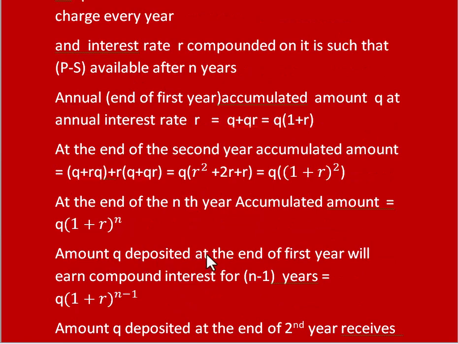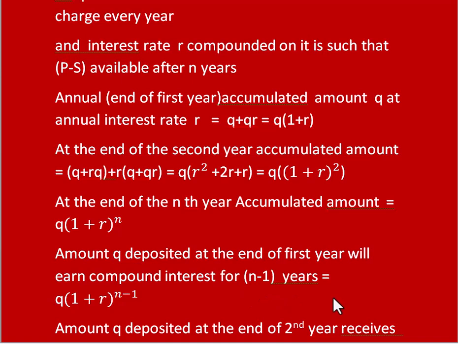Let the amount Q deposited at the end of the first year earn compound interest for n minus 1 years. So the accumulated amount is calculated, whereas now what is the compound interest received every year, that can be calculated like this. When the amount Q is deposited at the end of the first year, it will earn compound interest for n minus 1 years.